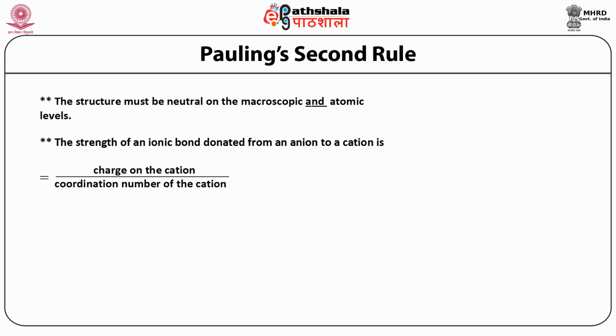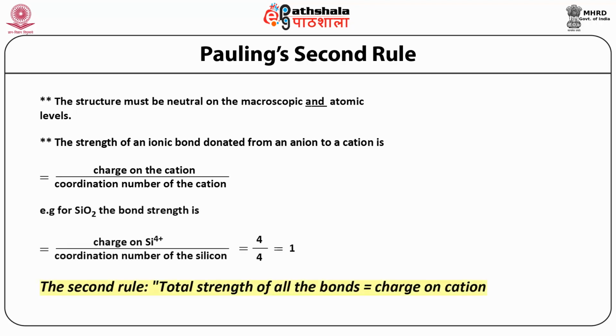So, its bond strength will become 4 by 4, that is equal to 1. If we take the example of SiO2, the bond strength is the charge on Si4+ divided by the coordination number of the silicon, which is 4 divided by 4, equal to 1. It should be noted that in the above definition, only the number of anions surrounding the cations is counted. It does not matter if they are different.